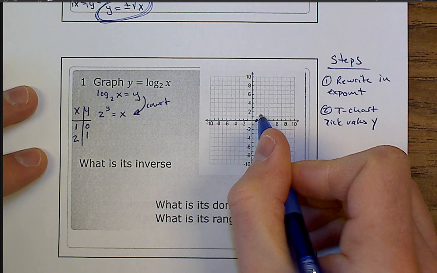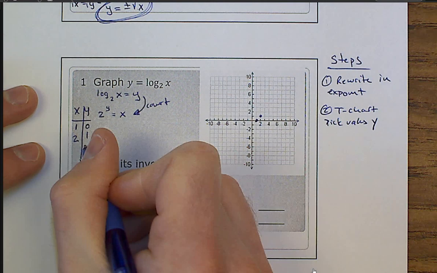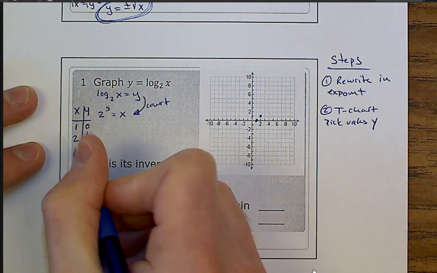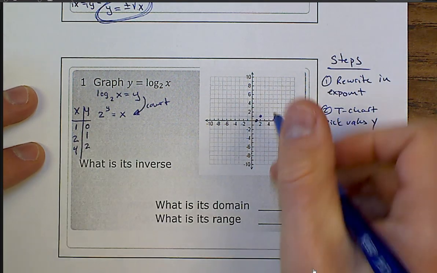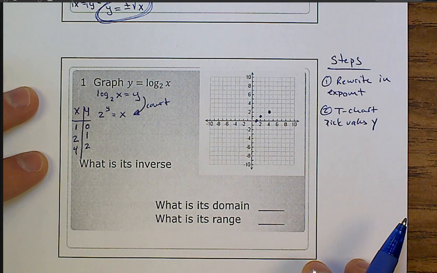Okay, let's do one more. Let's plug in a 2 for y. 2 squared is 4, so 4 equals x. So 4, 2. Now let's go the other way. So I went 0, 1, and 2.